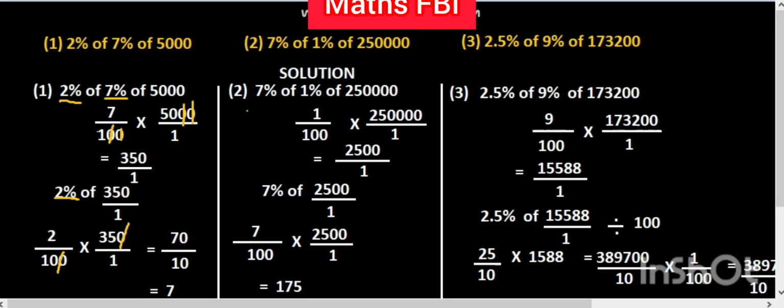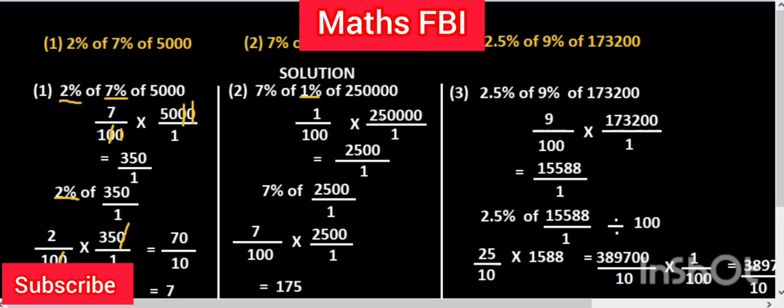So let's go to solve question number 2. 7% of 1% of 250,000. All right. So like we did in the first question, we solve for 1% first. Let's get this done first. 1% is 1 over 100. Okay, that's 1% multiplied by 250,000. Okay. All right. So this cancels this. This cancels this. And so we are left with 2,500 over 1.